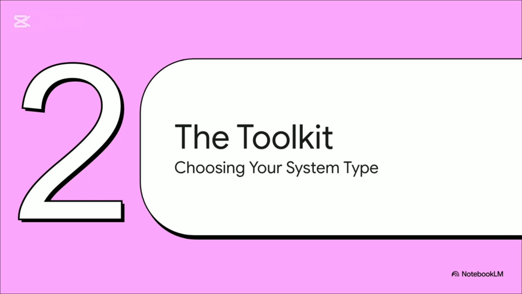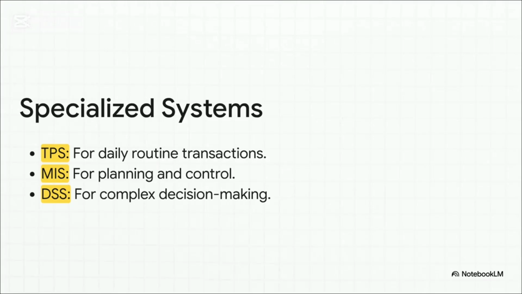All right, so we get the basic idea. Now, imagine you're a builder for a second. You wouldn't use a sledgehammer for every single job, would you? Of course not. You need a whole toolkit. Well, it's the exact same thing with systems. You've got to pick the right type of tool for the job at hand. And here are just a few of those specialized tools.